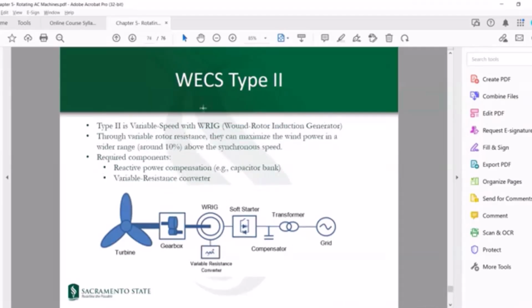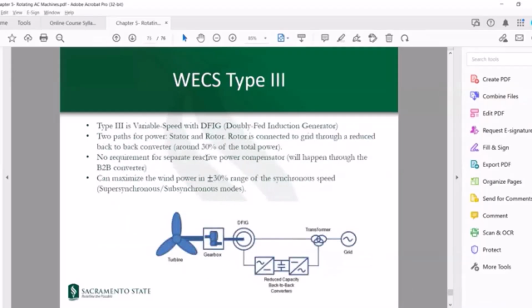Type 2 is using a wound rotor induction generator. So it is an induction generator that is not shorted. It is connected to an external variable resistance converter that allows the machine to work in a wider range of wind speeds, around 10%. So we go from a 1% range to a 10% range. So we are able to maximize the power coming from the wind in a wider range. That's an advantage. But of course, it makes it more expensive. They still require the reactive power compensation. They still require the soft starter.